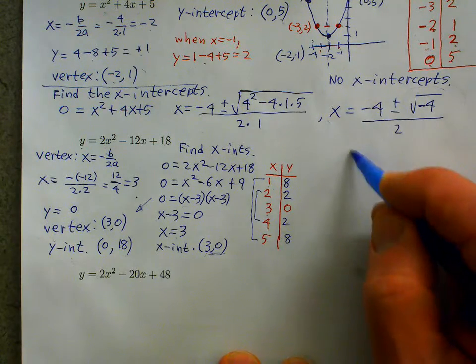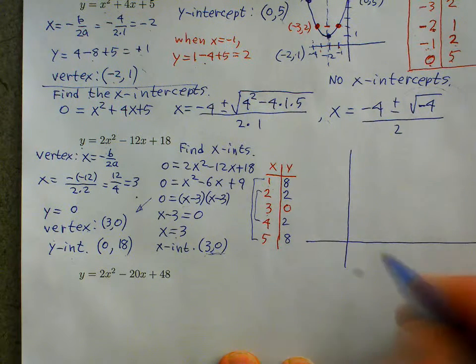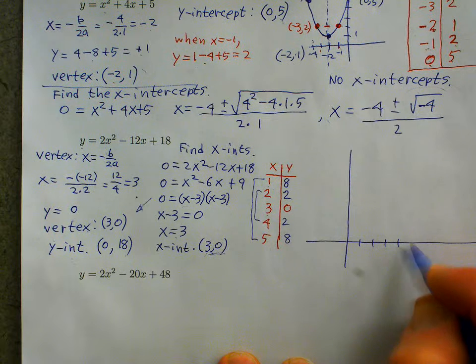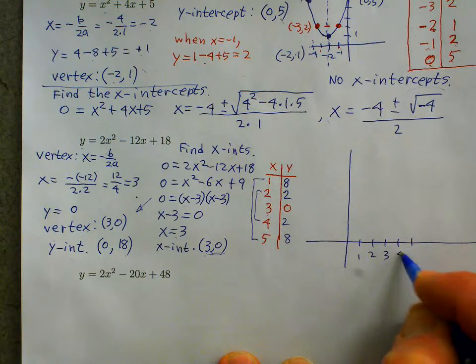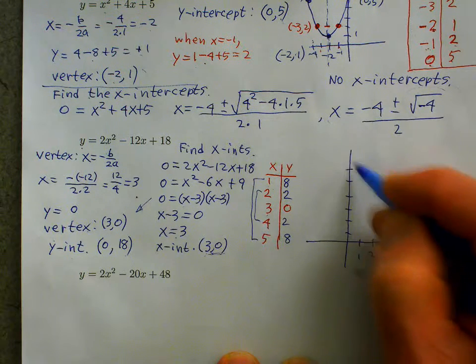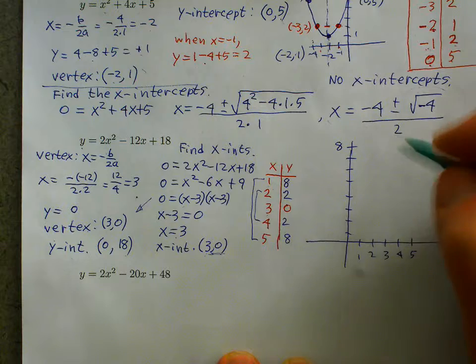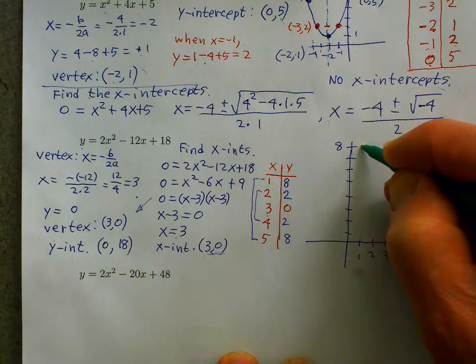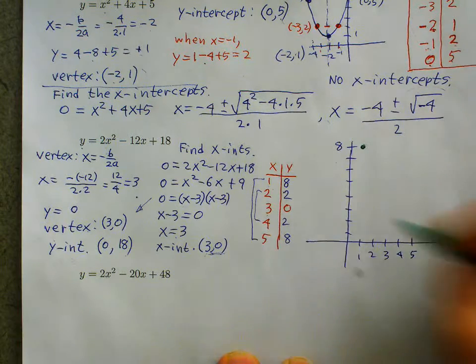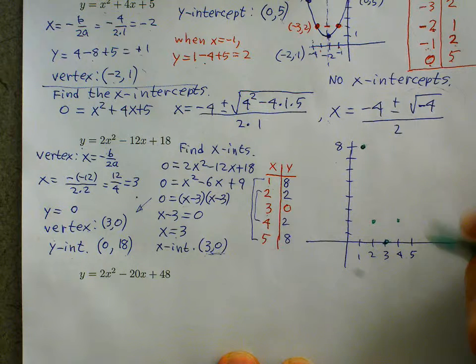Okay, so we can plot these points. The y-intercept is off the grid. So 1, 8; 2, 2; 3, 0; 4, 2; and 5, 8.